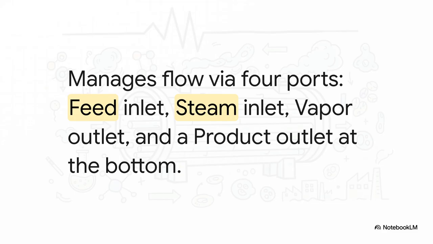And of course, you've got the plumbing, all the little pathways to manage the flow of everything. There are 4 main connections you need to know: an inlet for your diluted feed liquid, a steam inlet to get things hot, an outlet at the top for the vapor to escape, and finally a product outlet at the bottom to collect all that concentrated good stuff.